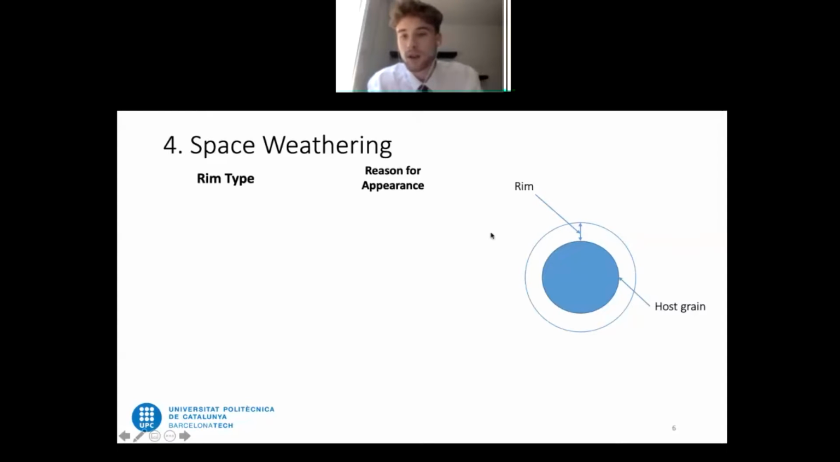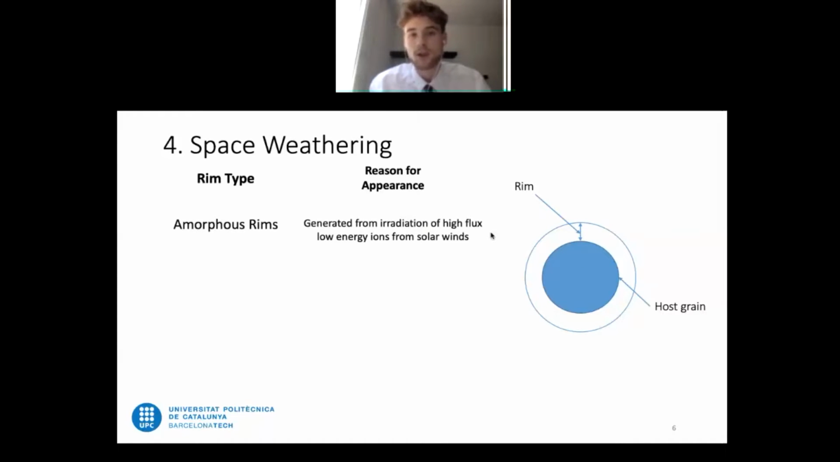If we take this figure that we see on the right here as being a particle, we can see that this area shaded in blue is known as a host grain, effectively the original particle. It is then coated within this rim, which is effectively the surface of this particle, which is exposed to the space weathering. These rims come in four different types. We have the amorphous rim, which is generated by irradiation of high flux, low energy ions from solar winds, effectively sputtering the chemical compounds on the surface of the lunar regolith, which effectively reduces the iron oxide there, and within these amorphous rims, we can see metallic iron being present.